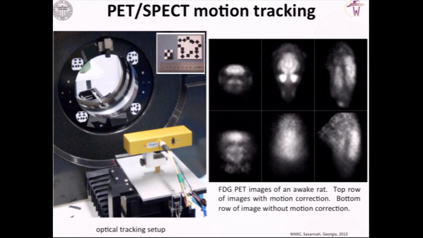And here you see what the image would look like if they didn't use the optical tracking information. Here's what the image looked like when they used the optical tracking information to correct for motion of the animal. Very interesting things going on in Australia.